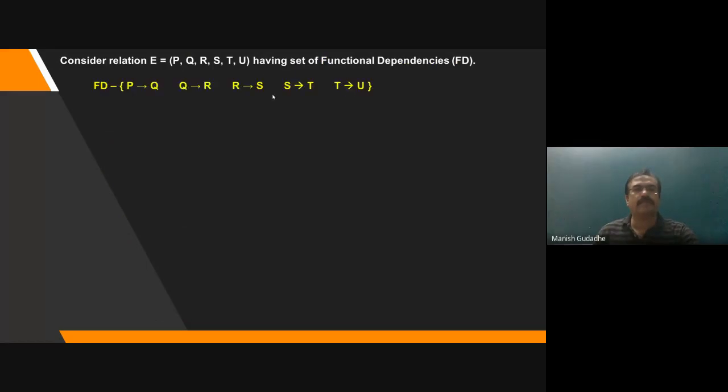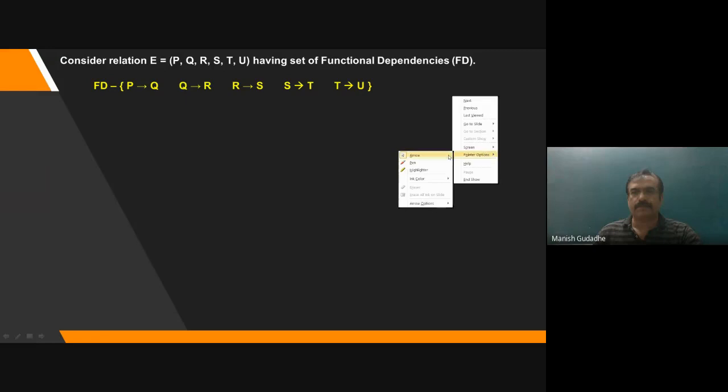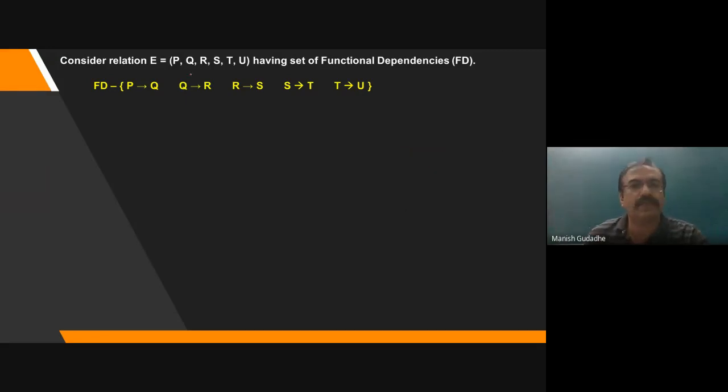So let us say that this is our example, and I am taking a little simpler one as compared to the previous one. This is a set of FDs which is given to you. So with the help of inference rules or Armstrong axioms, we can very easily say that when P determines Q and Q is determining R, P can determine R. And P determining Q, Q determining R, R determining S, so P can also determine S. So this way it is possible.